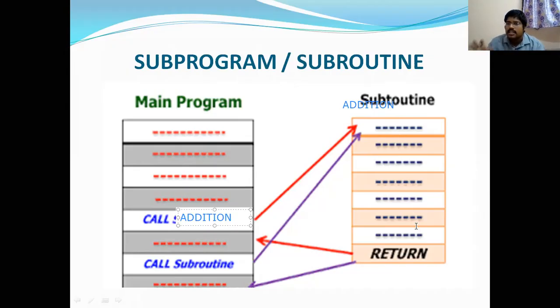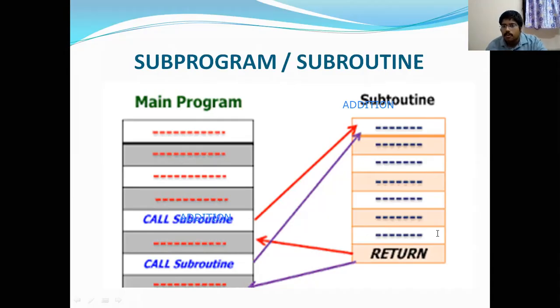Once execution of all the instructions is over, one thing you should keep in mind is that the last instruction for any subprogram or subroutine should be return. The purpose of this is that it indicates that your task is over. This is the subprogram written for addition, which means it consists of instructions useful for performing addition. So the last instruction, which indicates that your execution or your task is over, should be written. Now you can leave.